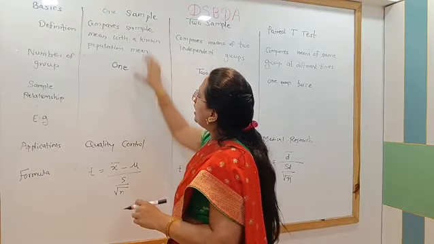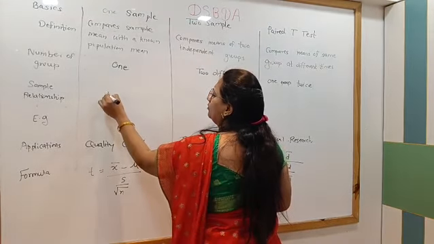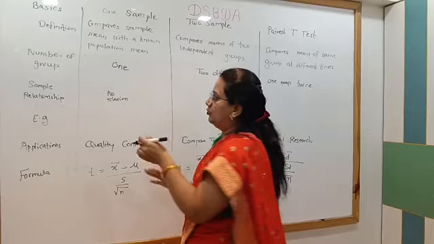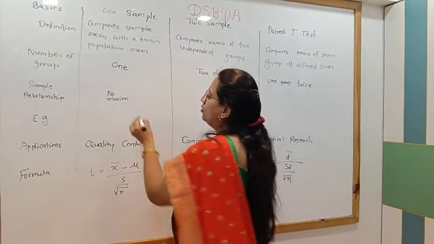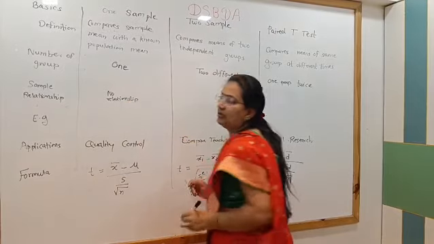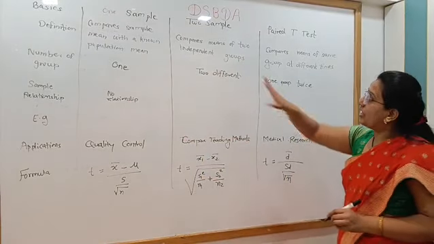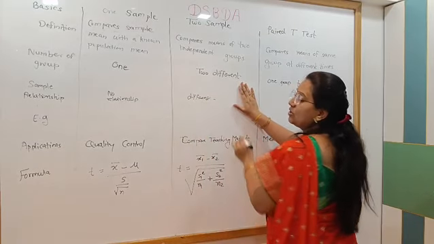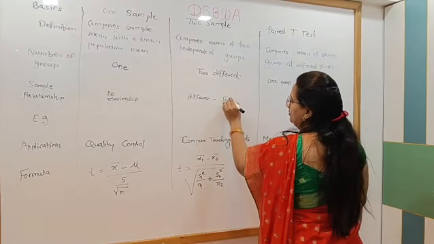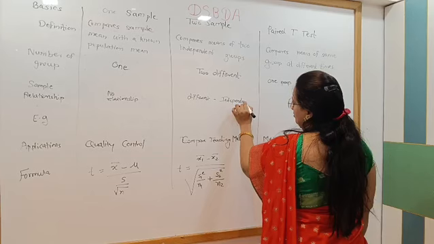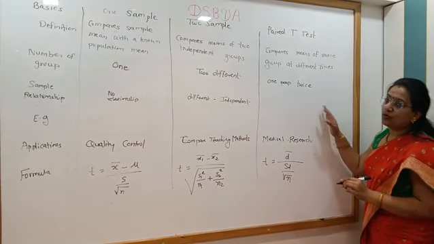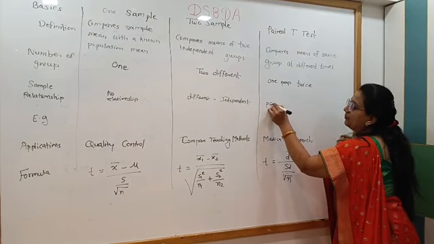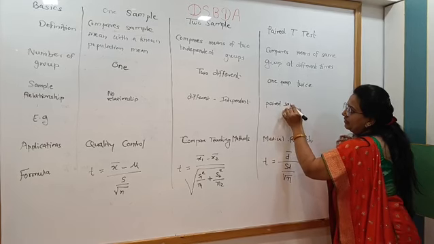Sample relationship: as there is only one sample, we cannot have a relationship. Relationship means we compare one group with another group. So here there is only one group, so there is no relationship, as there is no other sample. Here we have two different samples, and we will check their independence. They are independent of each other. Here there is only one sample. We perform the testing two times, so these are paired samples.